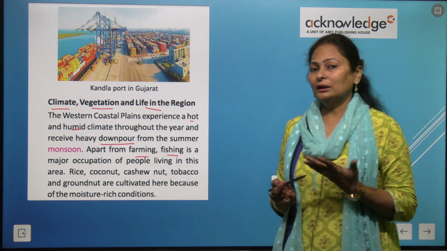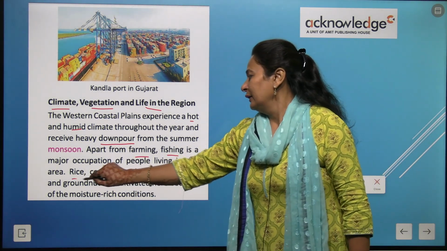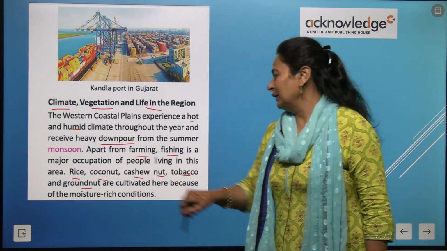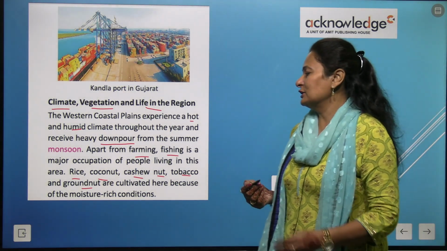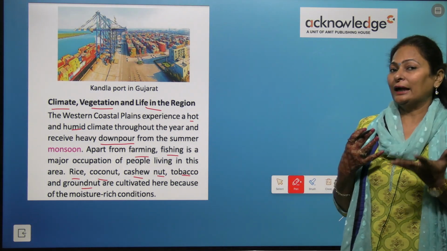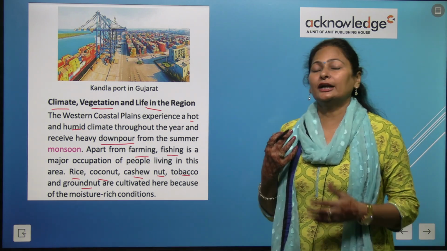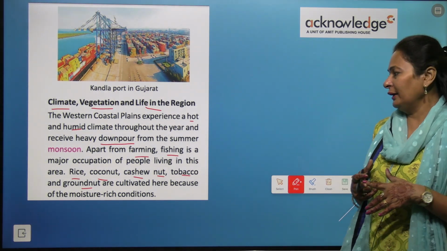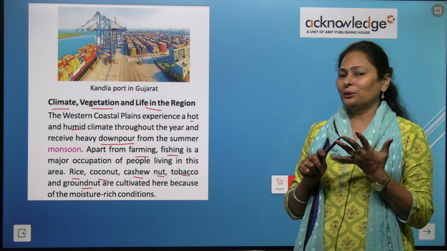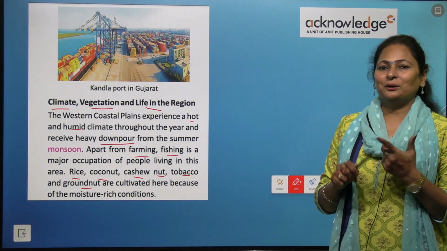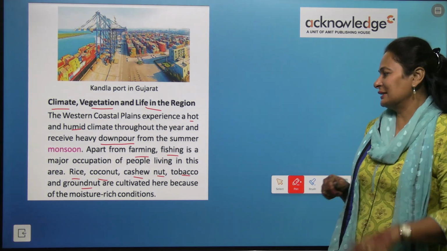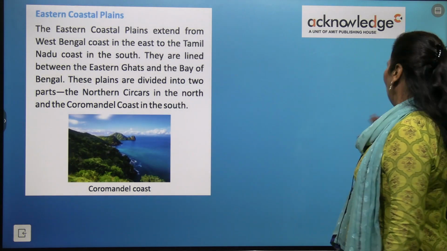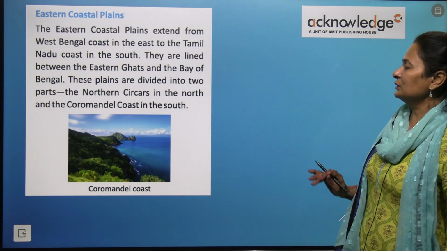Next is what all the crops are grown here. Vegetation: rice, coconut, cashew nuts, tobacco, and groundnuts are cultivated here because of the moisture present in the air, moisture rich conditions. Alright, so you know now what all the crops are grown here. It is rice, coconut, cashew nuts, tobacco, and groundnuts, right, that are cultivated in these areas. So that was all for the western coastal plains.